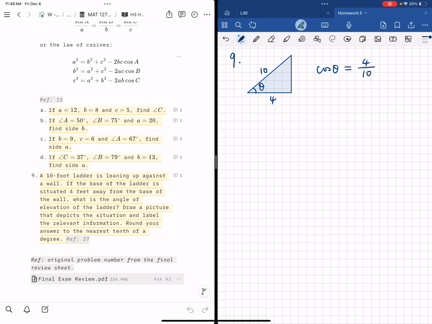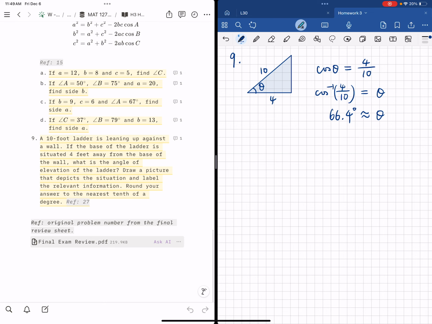And then next we're going to do the inverse of cosine. So cosine inverse, and then you switch the numbers, right? So 4 over 10 equals theta. And then use your calculator, calculate what cosine inverse of 4 over 10 is. And you should get your angle measure. Since this one requires you to use degrees, make sure that you set your mode to degrees. And it should be approximately 66.4 degrees. That's based on what I calculated. And let's see if that's right. So yeah, 66.4 degrees. And that's the end of homework 3.